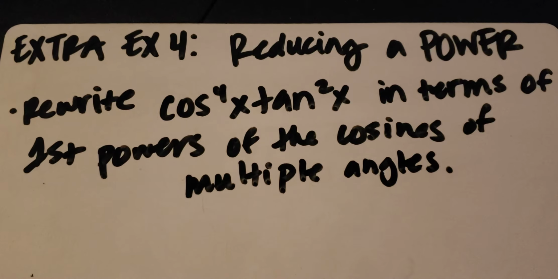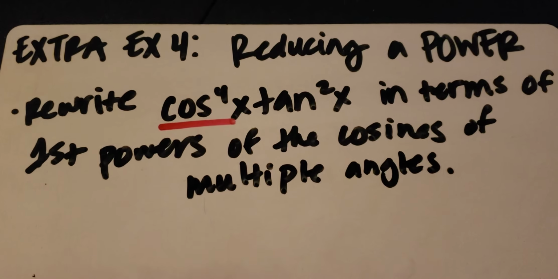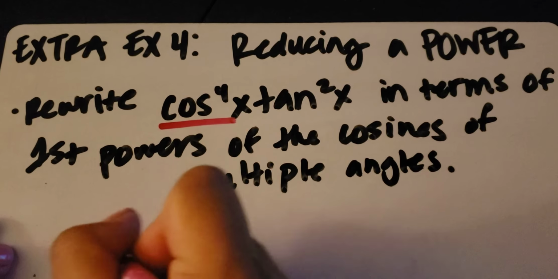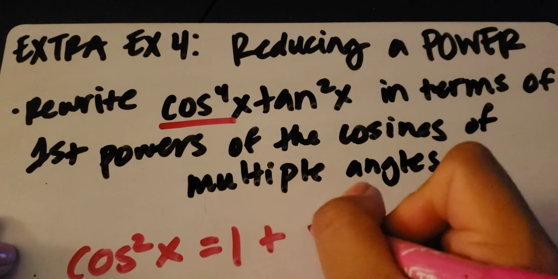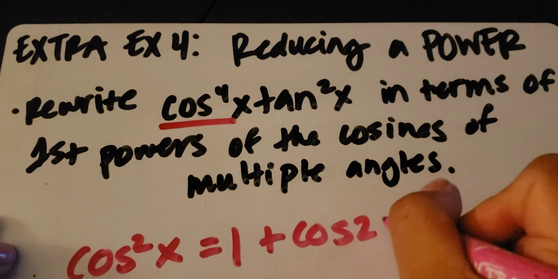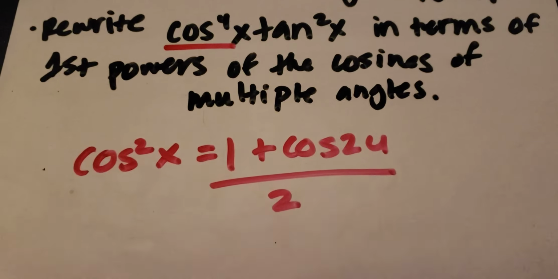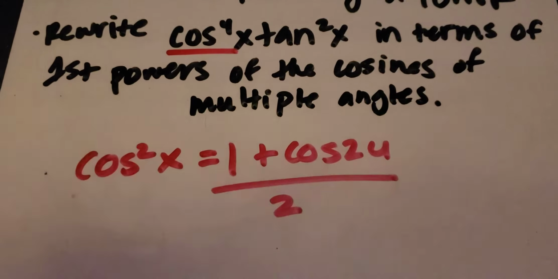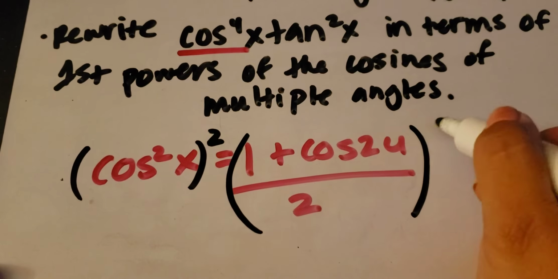So here we go. Again, we're just going to be applying the power reducing formulas. I'm going to start with cosine to the fourth power of x. So I'm going to apply cosine squared x equals 1 plus cosine of 2u over 2. Let me move that up. The only problem is we're not working with a square, we're working with a fourth power. So what we need to do is raise this to the second power.